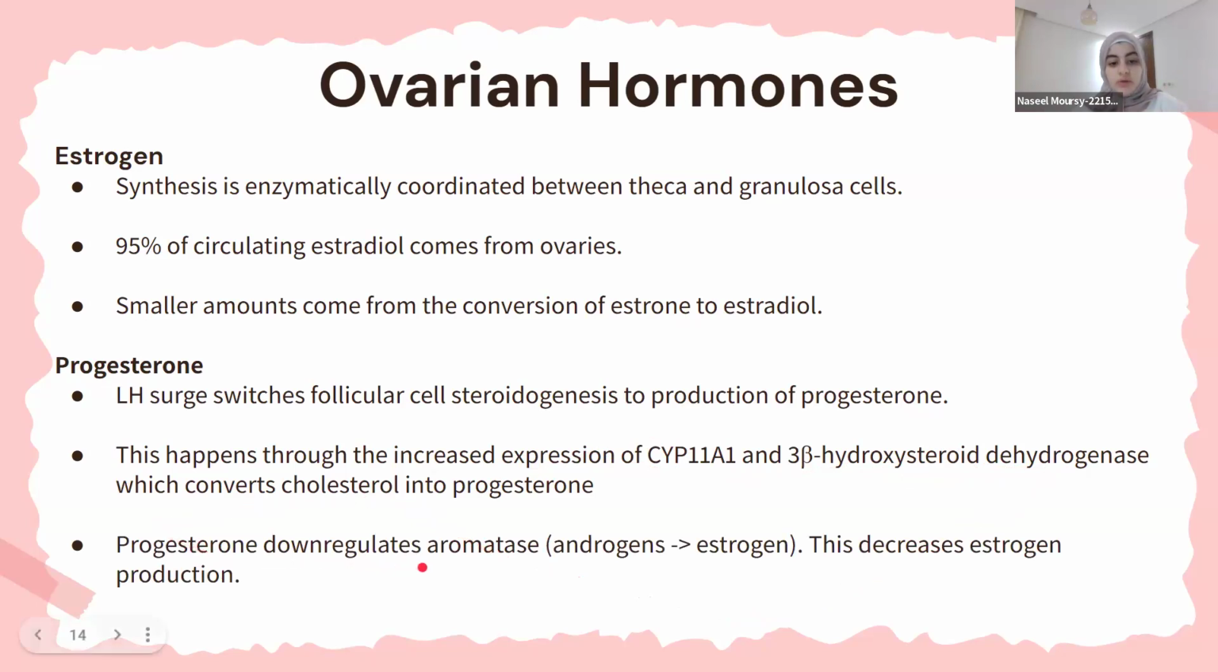Finally, progesterone then regulates aromatase. And remember, we said aromatase is needed to convert certain androgens like androstenedione into estrogen. So this is why we get decreased estrogen production. If you noticed in the luteal phase, we had very high amounts of progesterone, but the estrogen wasn't that high because of this.